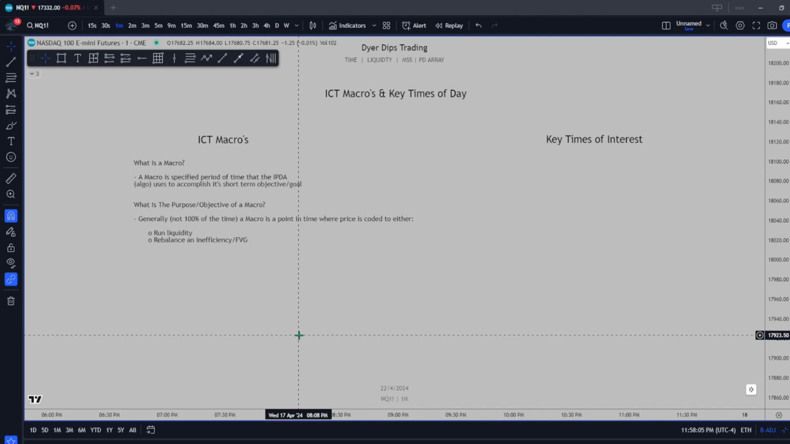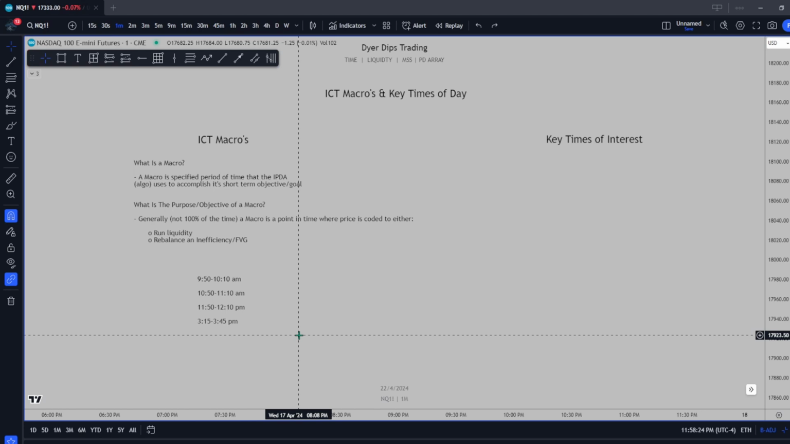Now, when actually are these macros? Well, the ones that I want to talk about first here are going to be at 9:50 to 10:10 a.m., 10:50 to 11:10 a.m., 11:50 a.m. to 12:10 p.m., and 3:15 p.m. to 3:45 p.m. Now, these are all going to be index specific.